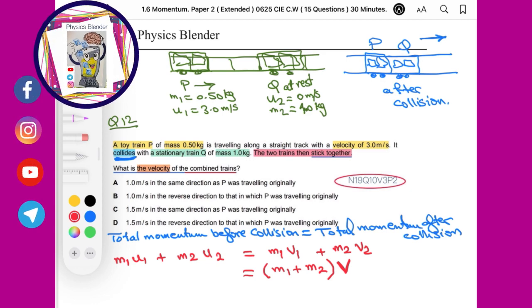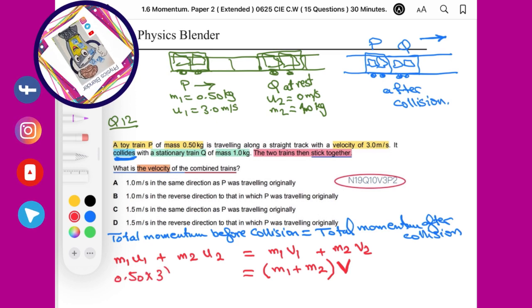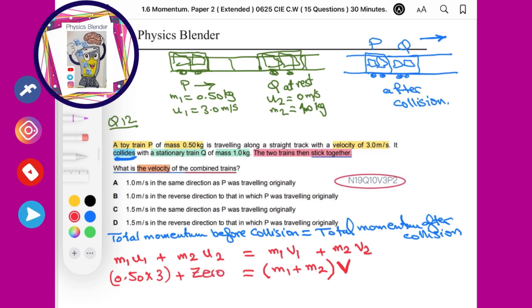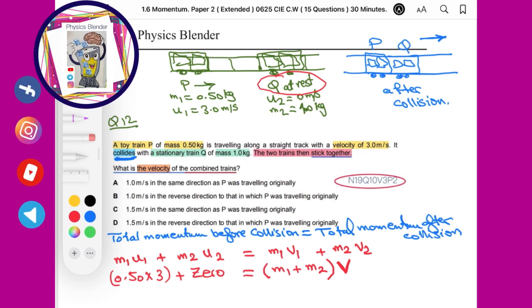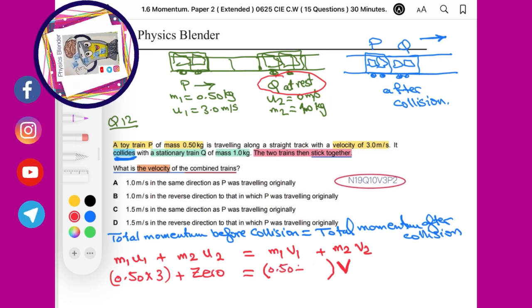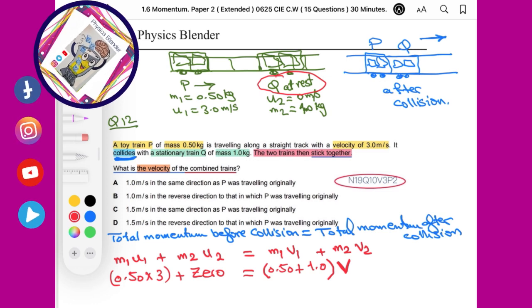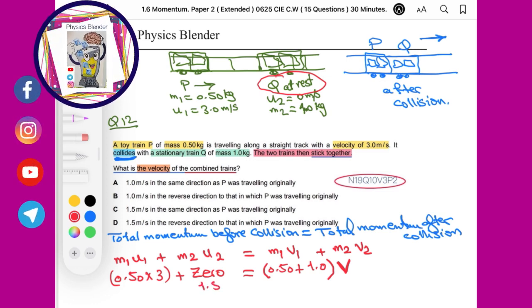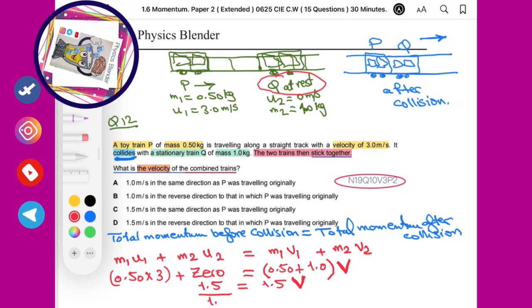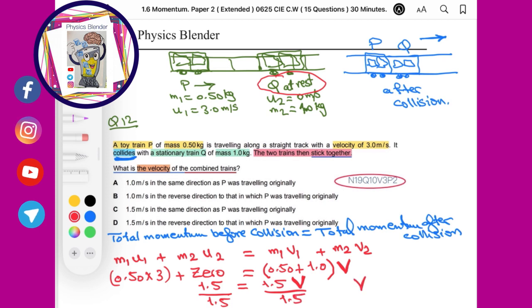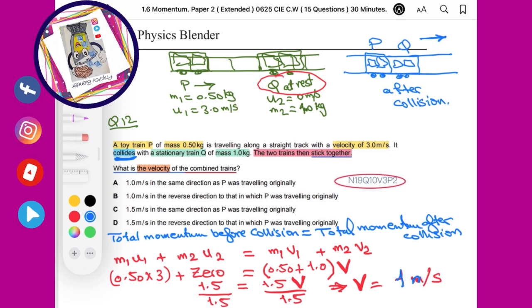Okay, so when you substitute here, m1 is 0.50 times 3, plus 0, because the initial velocity of Q is zero, it was at rest. Rearrange. So when you substitute, m1 plus m2 is 0.50 plus 1 kilogram. Check that you have consistent units. So you have 1.5 equal to 1.5 V. So it's clear that V is equal to 1 meter per second, which is the magnitude of the velocity.